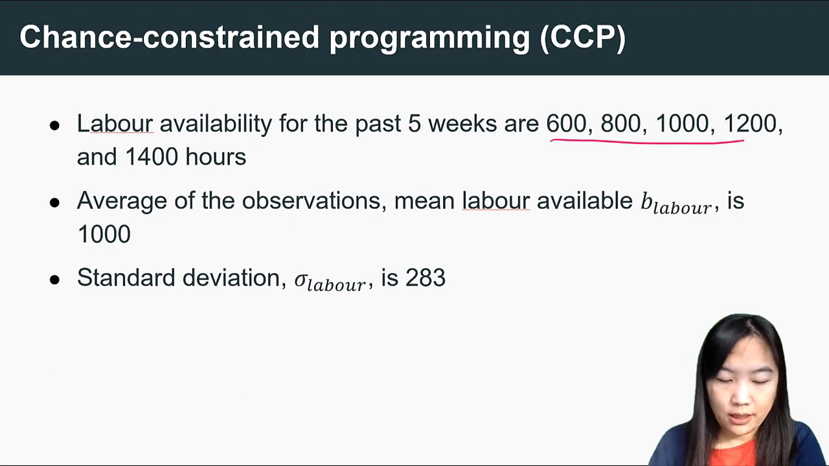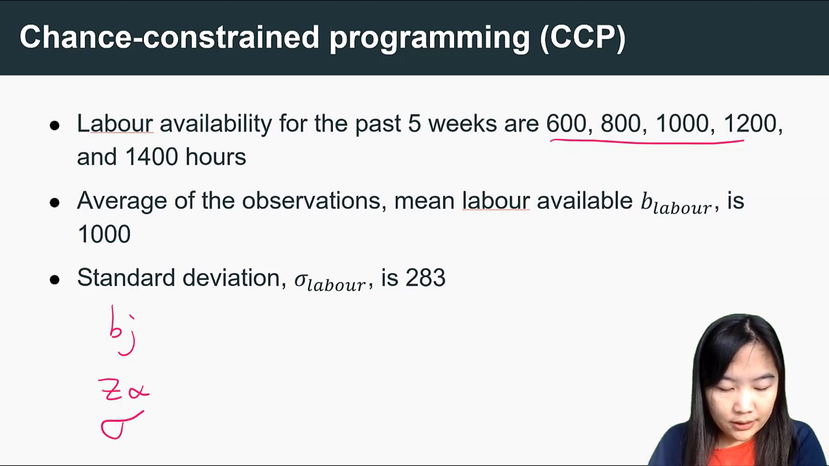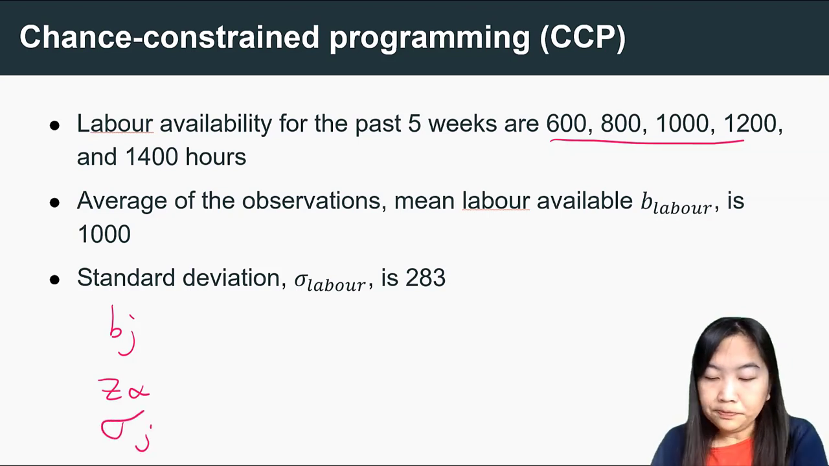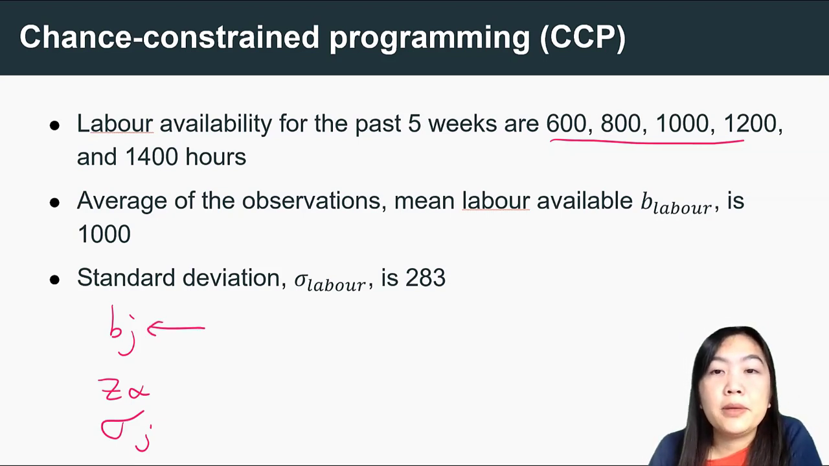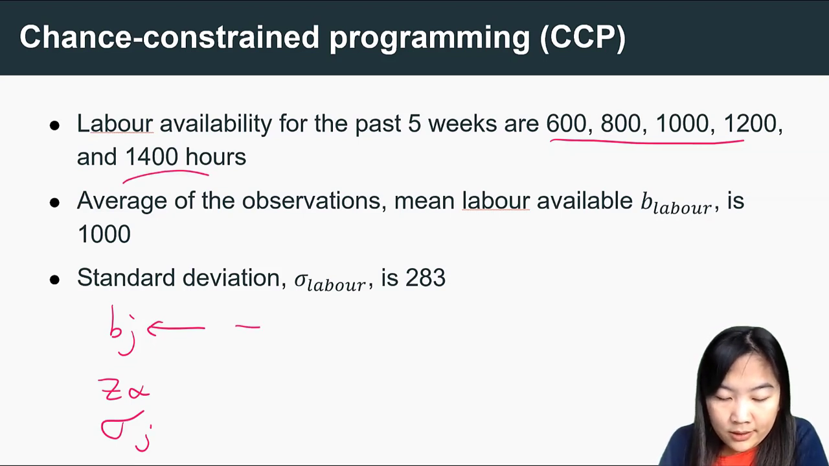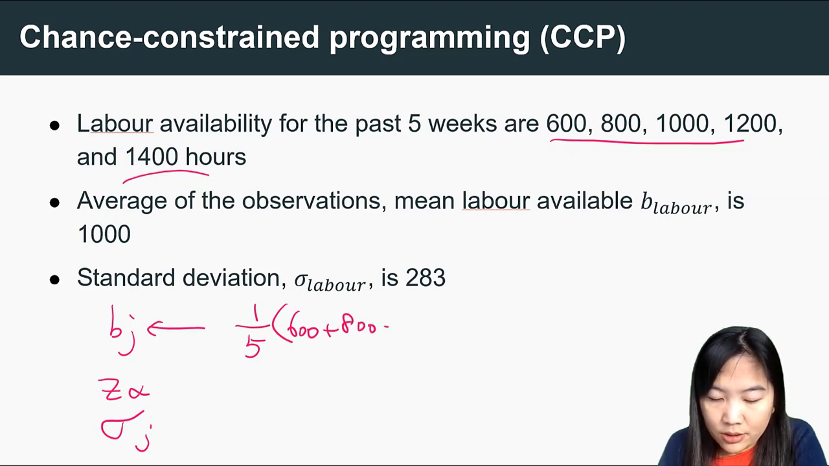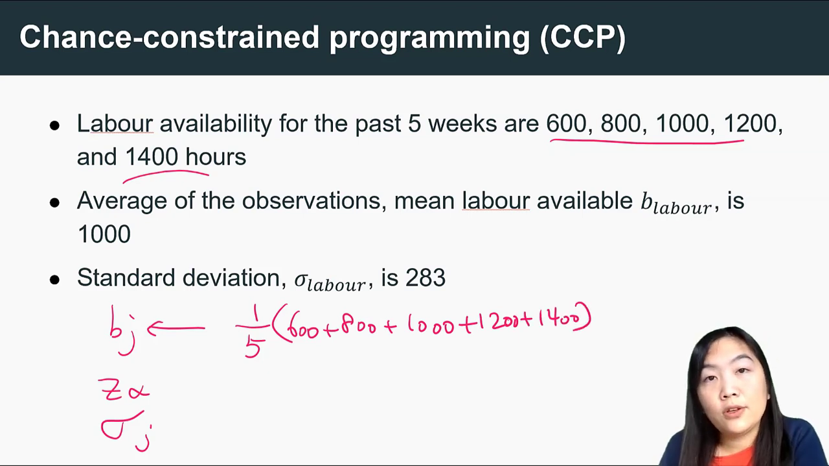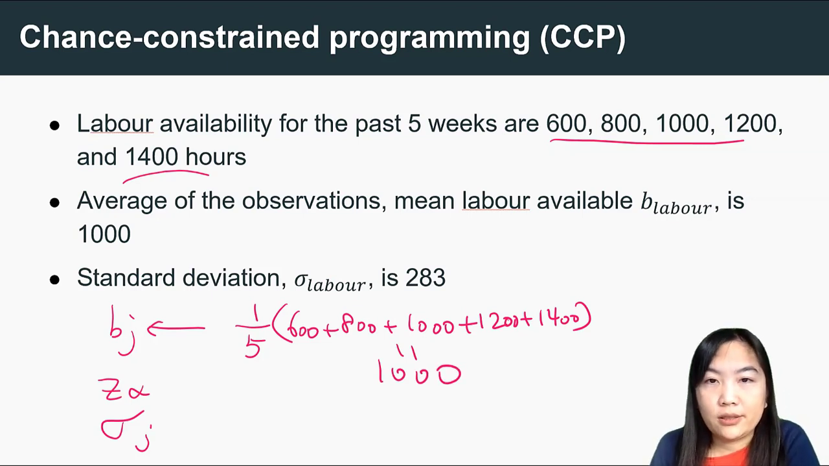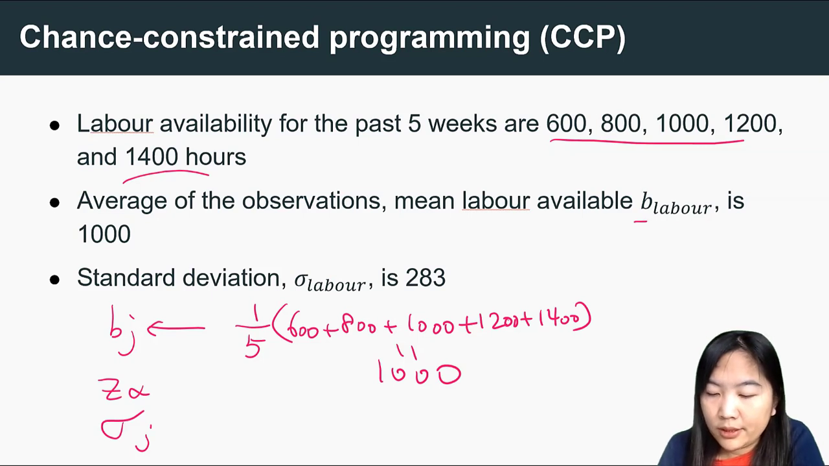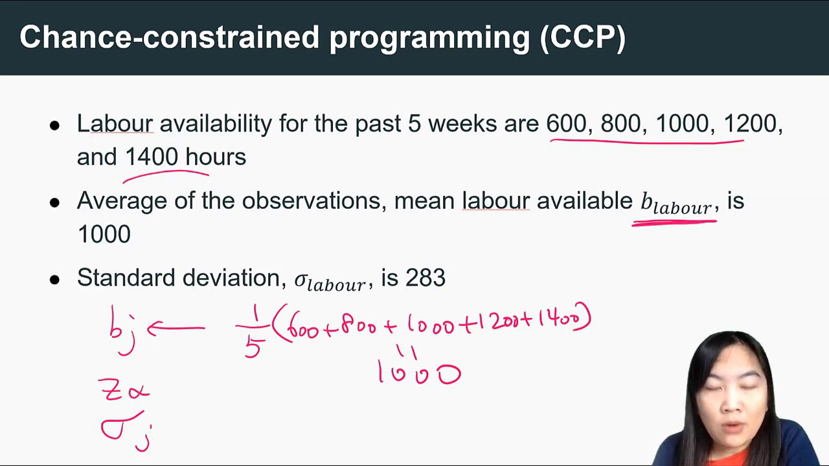We need to find out our Bj, which is the mean. We need to find Z alpha and sigma j. So here, the Bj should be easy to find. It's just the mean of those 5 values, and that should be 1/5 times 600 plus 800 plus 1,000 and so on. If you do the calculation here, you will find it equals 1,000. So the mean labor available, this is the labor here, is 1,000.